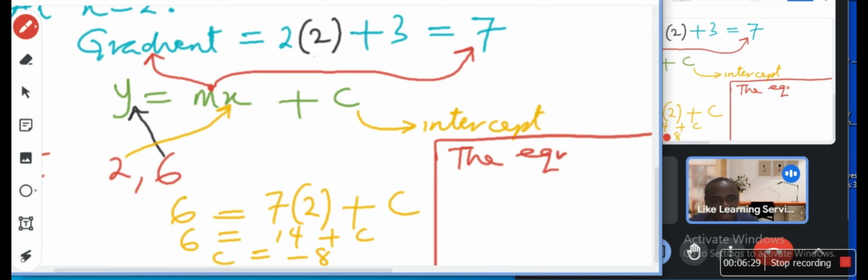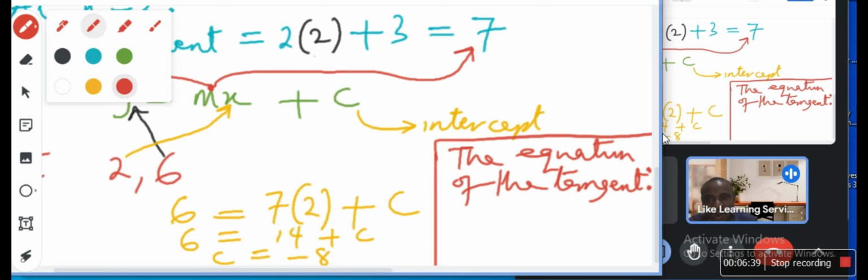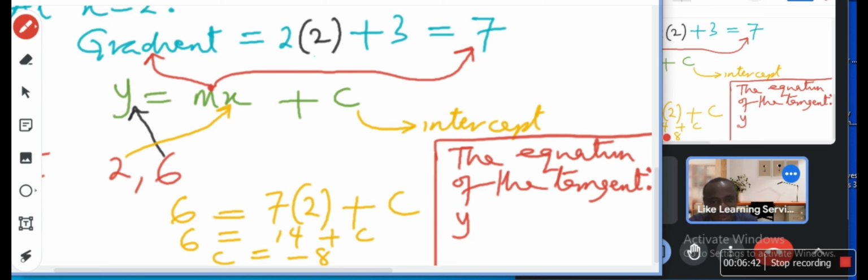The equation of the tangent will now be an equation. All other things will be written the way they are. We're only going to substitute M and C. Y will still be Y, X will still be X. Only M and C to get an equation.